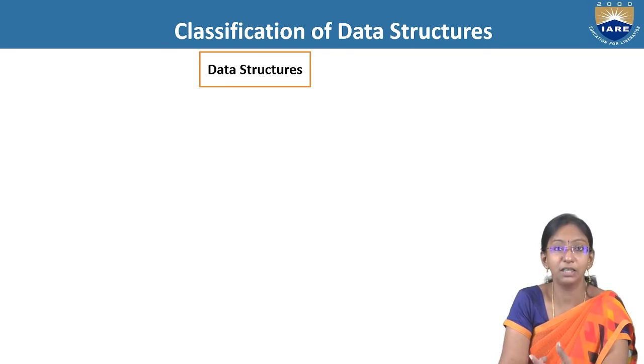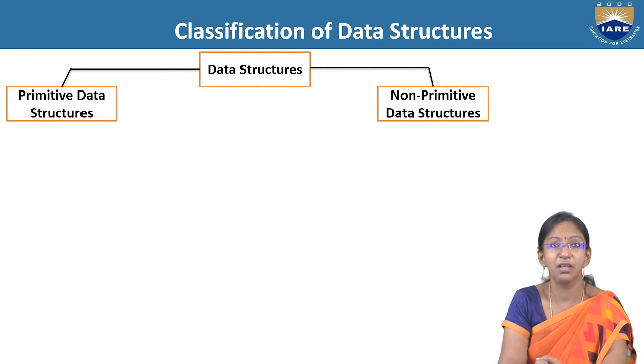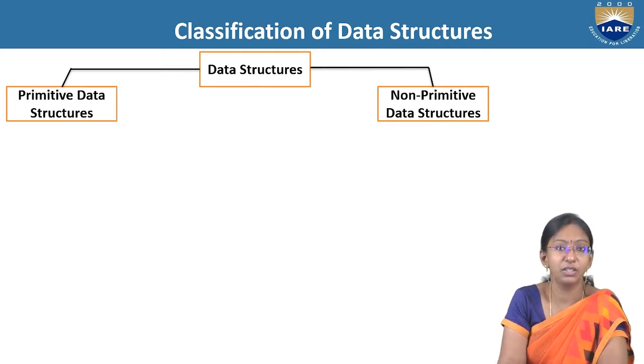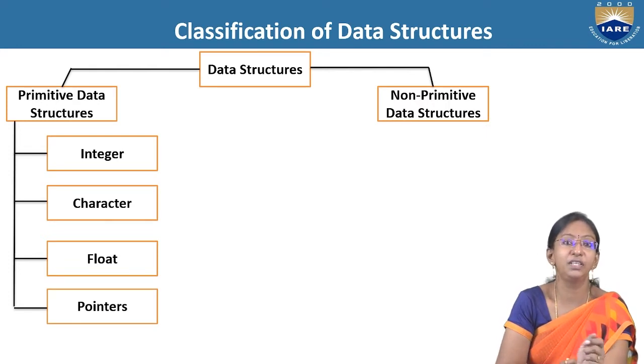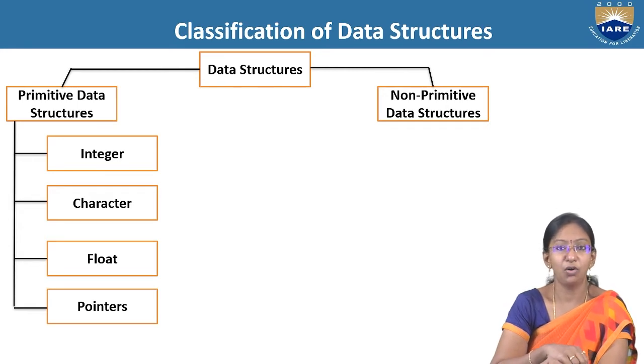They are broadly classified into two different categories. One is primitive data structure, the other is non-primitive. Coming to primitive data structures, we have integer, character, float, and pointers. Why do we call them primitive? Because the definition or the meaning of these terms is already defined in the compiler or the interpreter on which we are working.